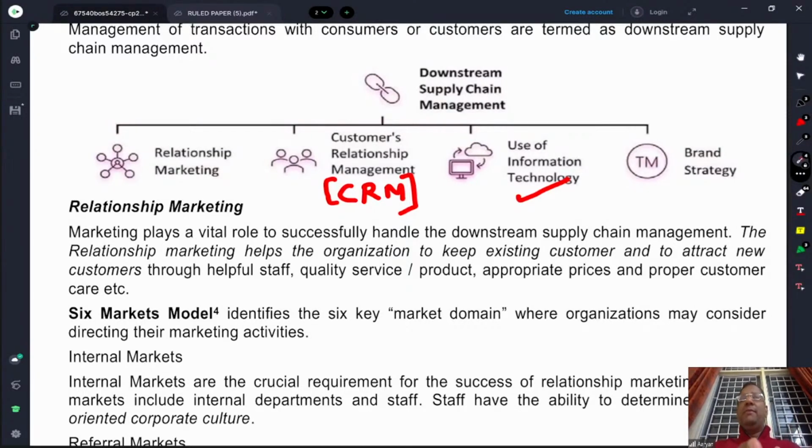So the assignment, you have to complete this assignment, relationship marketing and customer relationship management.